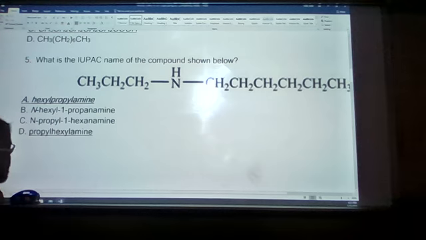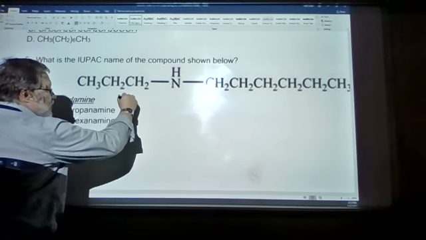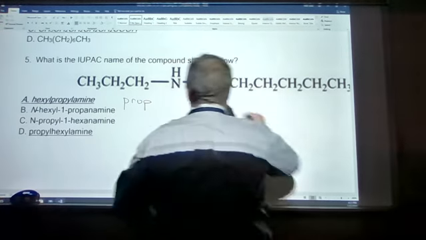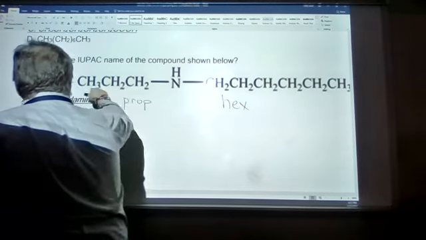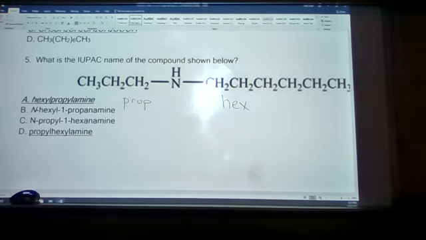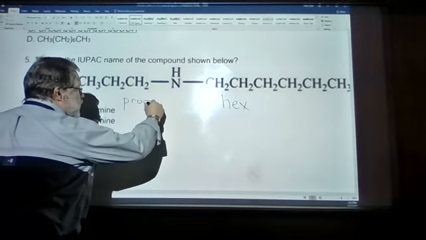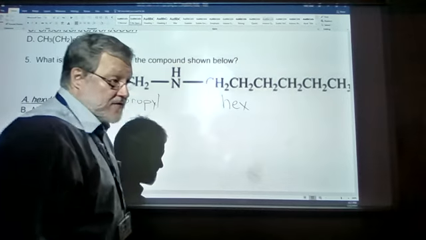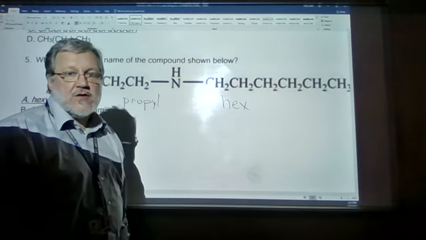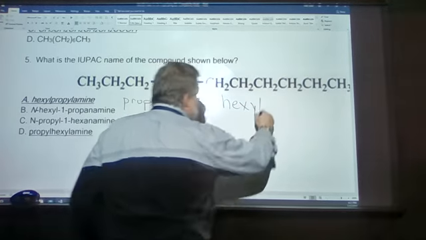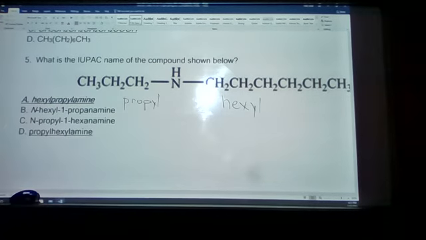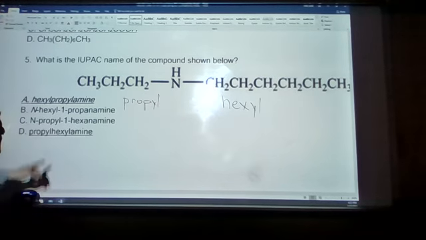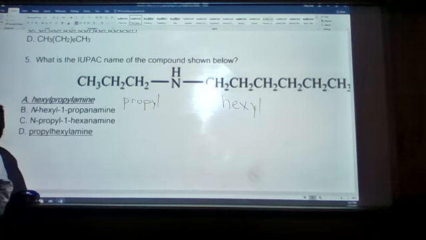Number 5, what is the IUPAC name of the compound below? Count the carbons that are attached to the nitrogen. 1, 2, 3. 3 is prop. 1, 2, 3, 4, 5, 6 is hex. These are all hydrocarbon-like groups, all saturated carbons, no double bonds, so this is a propyl and this is a hexyl. We list these alphabetically: hexyl, propyl. We stick the amine ending on it, so it is hexyl propyl amine.